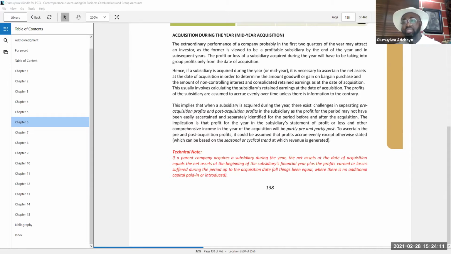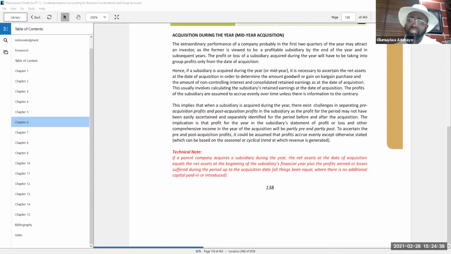And what is the dynamics? The dynamics is our ability to determine what is the pre-acquisition profit and what is the post-acquisition profit. And to do that, we need to more or less have some underlying understanding of the principle. Now, what do we do? You need to ask yourself a very simple question.